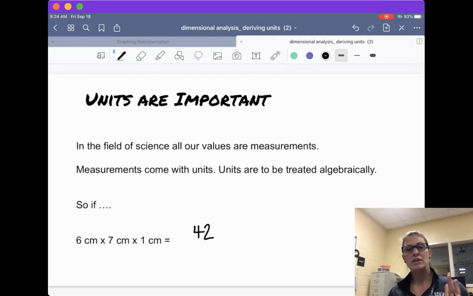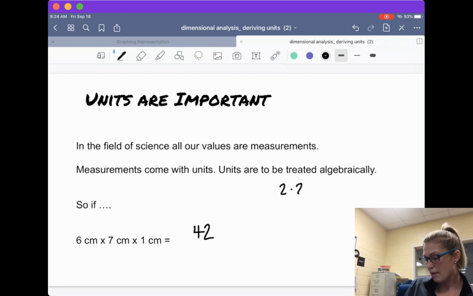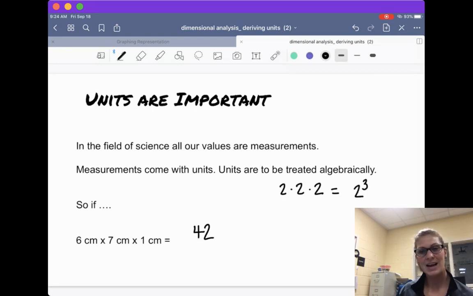But what happens to those units? Well, those units follow the same thing that the numbers do. Okay, so when you multiply, you're also multiplying the units. So I multiplied them 3 times. So what happens if I were to take 2 and multiply 2 3 times? Well, we know that that's the same thing as 2 raised to the 3rd power. Right? Well, that happens with units as well. So when I multiply centimeter times centimeter times centimeter, I actually cubed it.